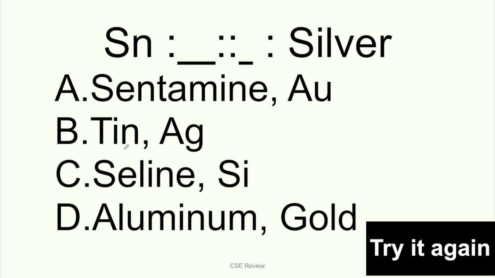Alright, the best answer or the correct answer here is actually letter B. Kasi ang SN is tin sa periodic table, Ag is silver. So you have symbol, and then you have element. Symbol, element. Okay, so hinanap natin would be yung element form ng SN, which is tin, and then yung Ag, which is the symbol ng silver. The answer is letter B. Okay? So, I would suggest you just become familiar with this.